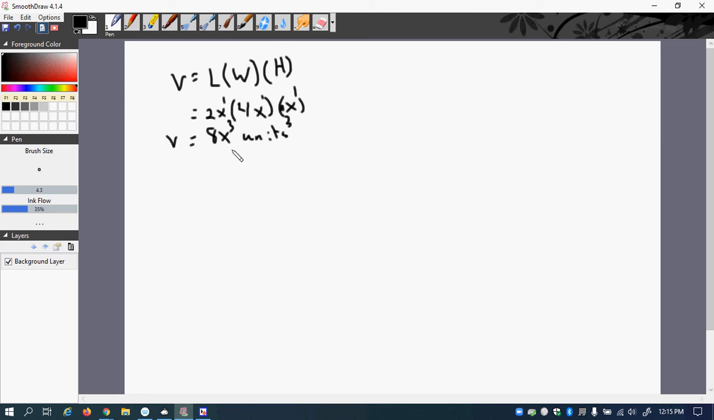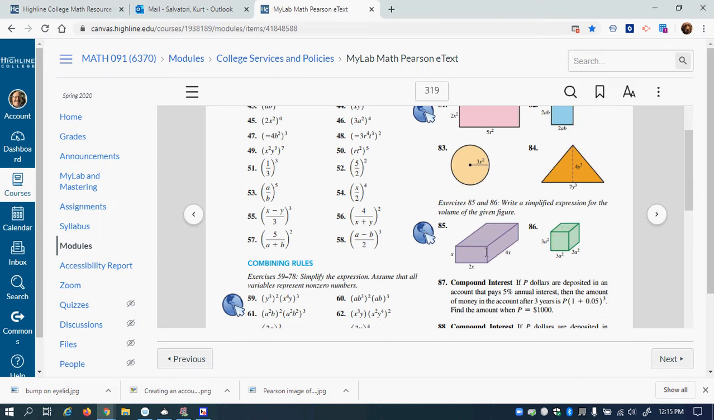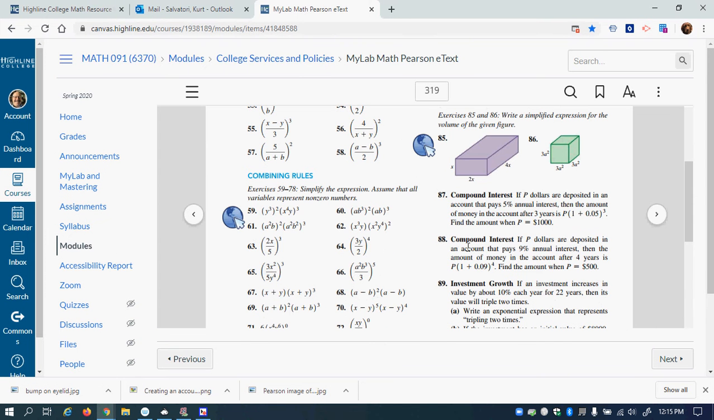That's basically all you have to do, you're just multiplying just like you did in all your other problems. Let's take a look at problem 88. It says compound interest. If P dollars are deposited in an account that pays a 9% annual interest, then the amount of money in the account after 4 years is P times 1 plus 0.09 to the fourth, and it says find the amount when P is $500.